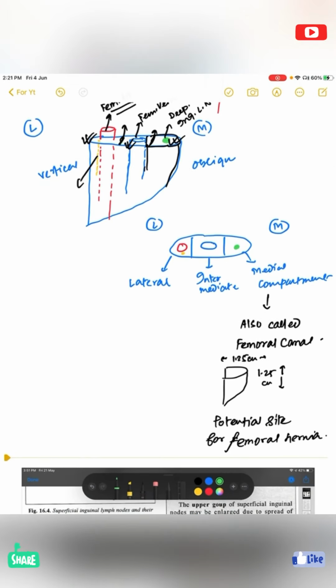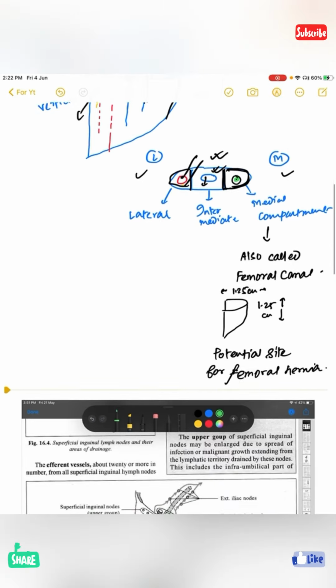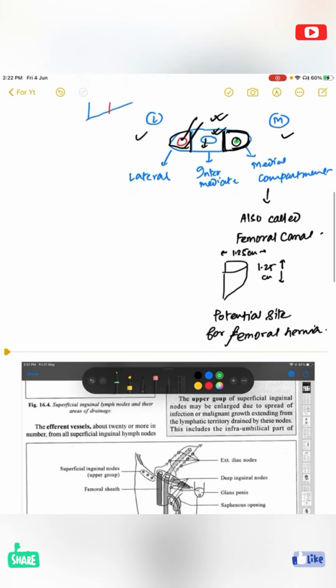If we look at a transverse section here, this is the lateral side and this is the medial side. The lateral compartment contains the femoral artery and the femoral branch of the genitofemoral nerve. The intermediate compartment, that is this one, contains the femoral vein, and the medial compartment, also called the femoral canal, is where we see the femoral ring. The femoral canal contains the deep inguinal lymph node or lymph node of Rosenmuller, right?